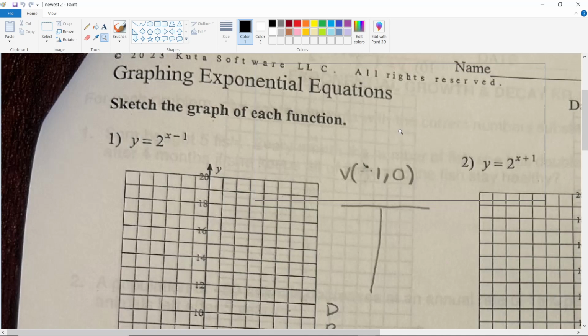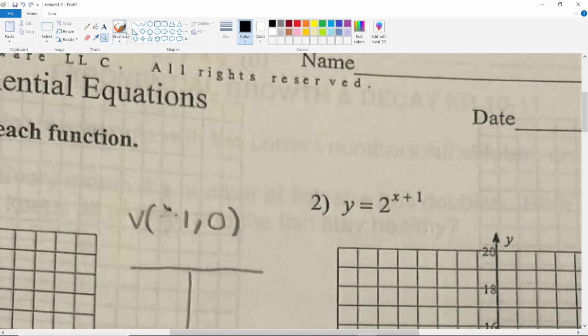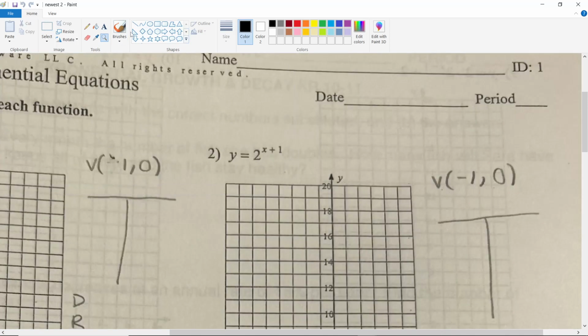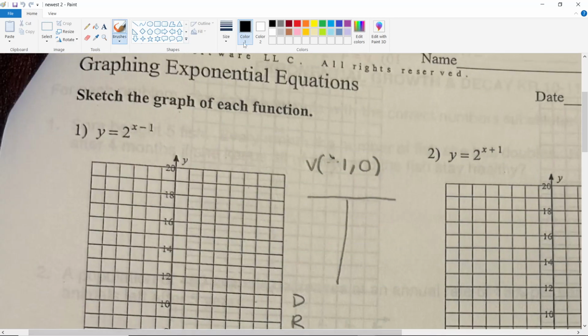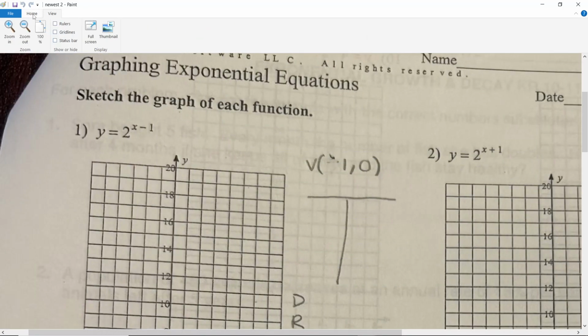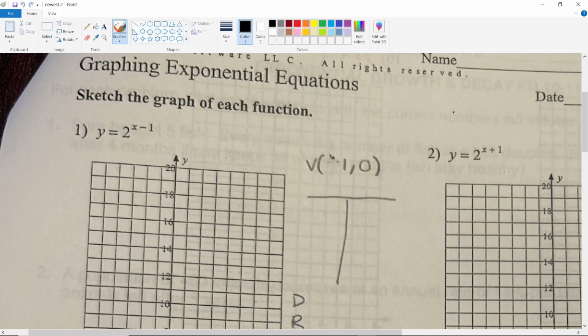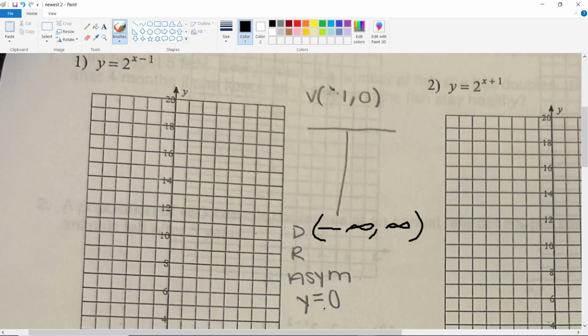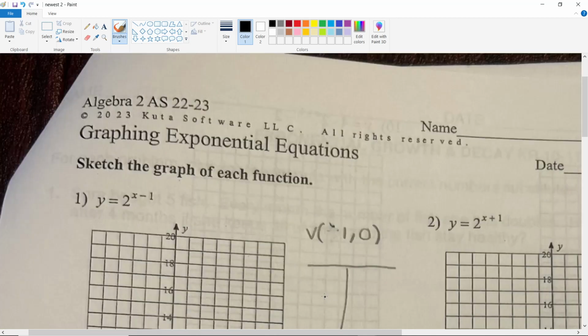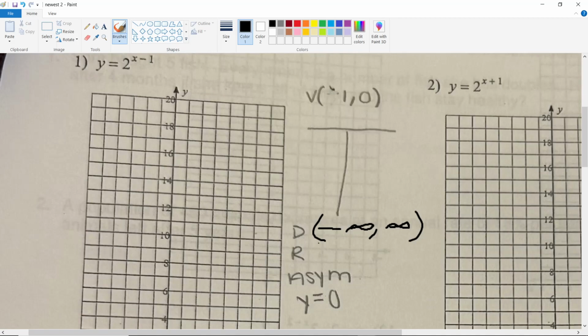Let me look at 2 to the x minus 1. Well, h is 1, and v is 0. So the vertex, what's being called the vertex, is at (1, 0). That one's fine. I need the domain. The domain is negative infinity to infinity. The range, well, what's the asymptote? y equals 0. There's no v, so y is 0. So the range is 0 to infinity.